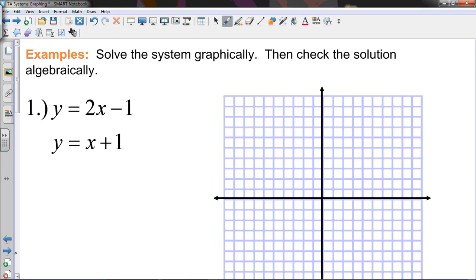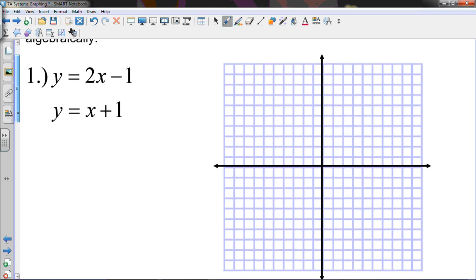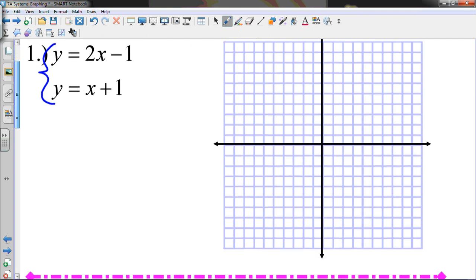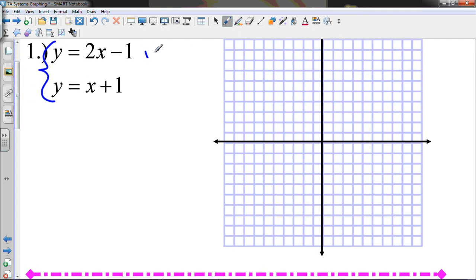Now let's look at the first method. The first method is graphing. Okay, so here we have two equations and they're in a system. We want to graph both of them and find the one point, the intersection, that satisfies both of them. So let's start by graphing, and I'll do this one in blue: y equals 2x minus 1. So I'm going to start with a b of negative 1 and a slope of 2 over 1.